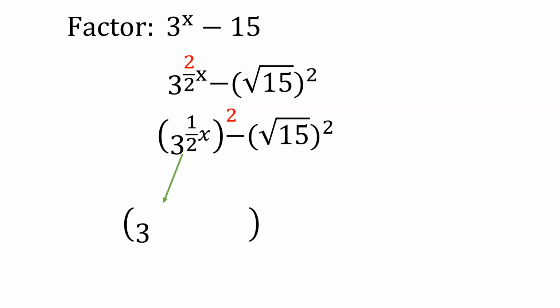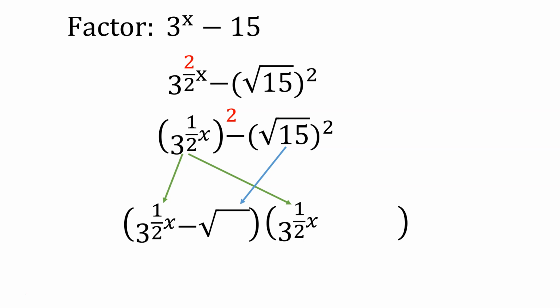That's going to come down here as 3 to the 1/2 x in that position. It's also going to go over there as 3 to the 1/2 x in a separate set of parentheses. And then you just have to send that square root of 15 down to here, as minus the square root of 15, and then over into that position as plus the square root of 15. So while the expression 3 to the x minus 15 at first does not appear to be factorable, in fact, it is, just the way I've shown you here.